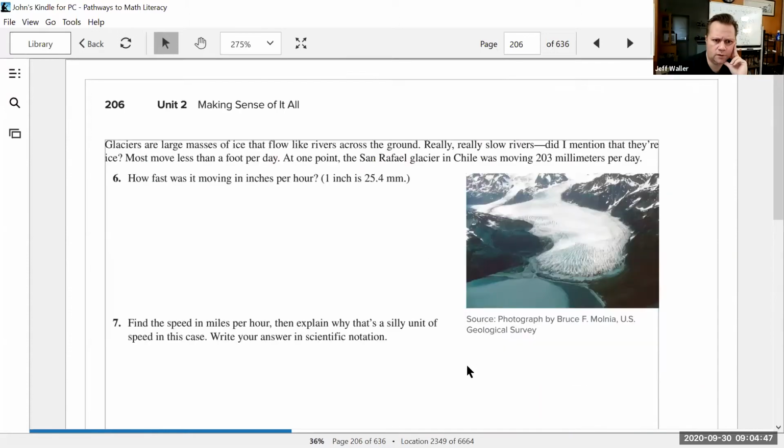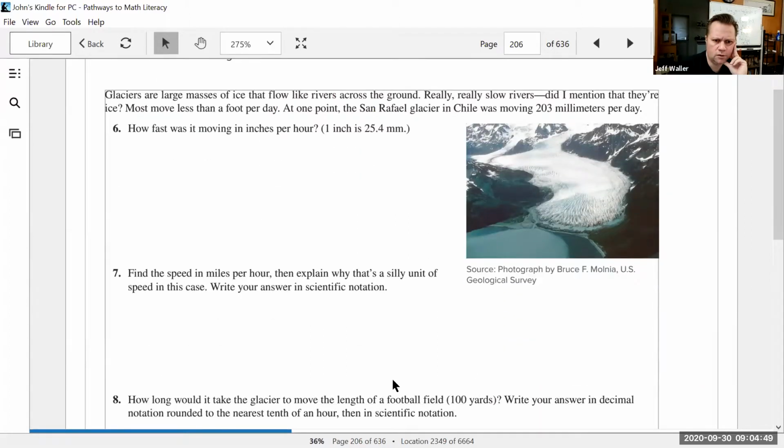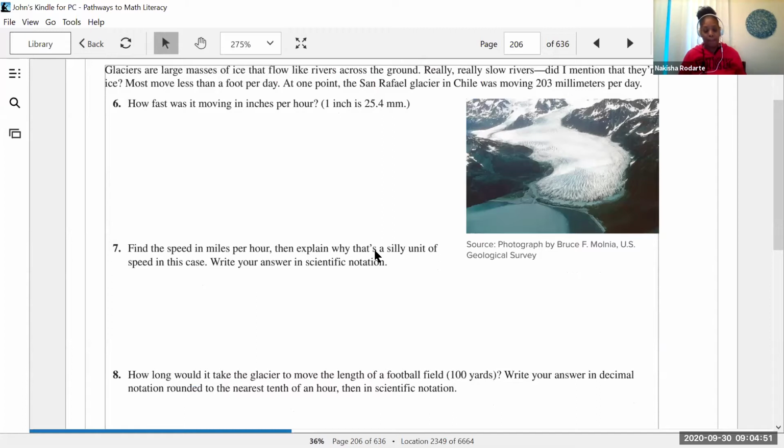Okay, let me see. Page 206. That's going to be insane. Your answer here is going to be kind of silly. But all right, without telling me the exact answer, what kind of answer did you get? Was it really tiny or really big? Big. Okay.